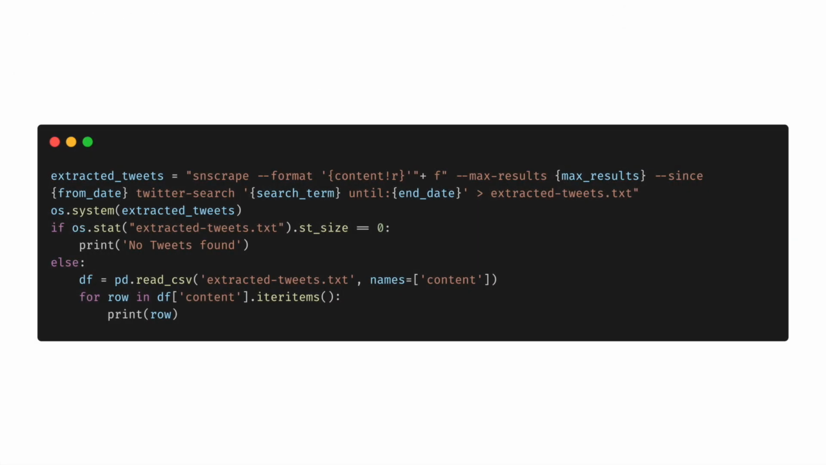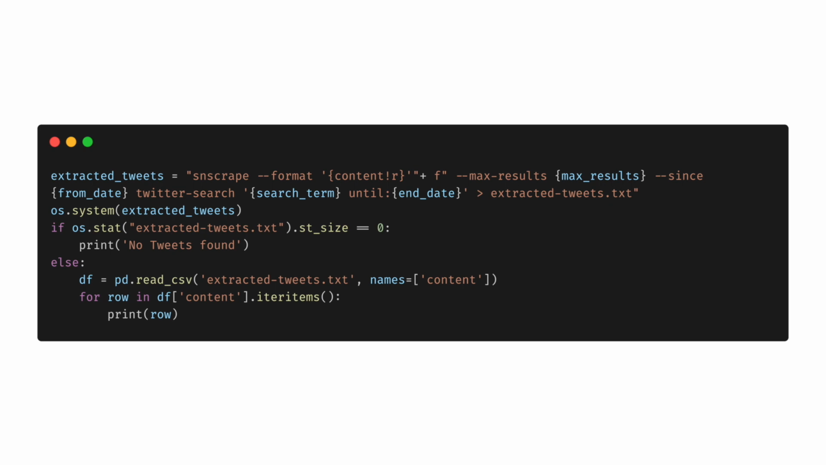Now moving to the actual part of extracting the tweets, the command goes like this. You have snscrape --format, and we go forward and specify content !r. I define the max results to be equal to 100. So I want only 100 tweets, not more than that. I define the start date. I also have an until date, which is the end date.